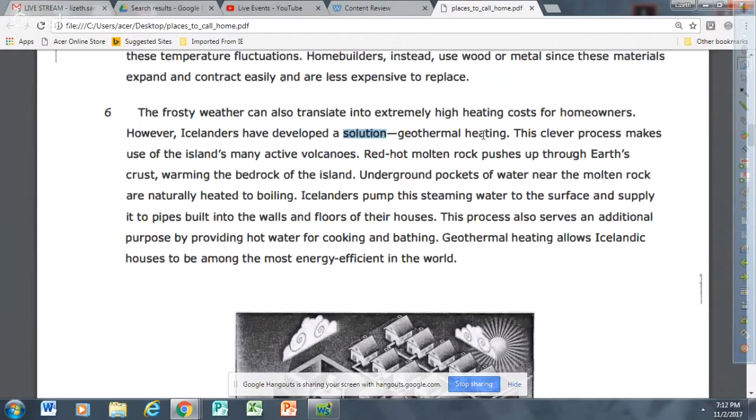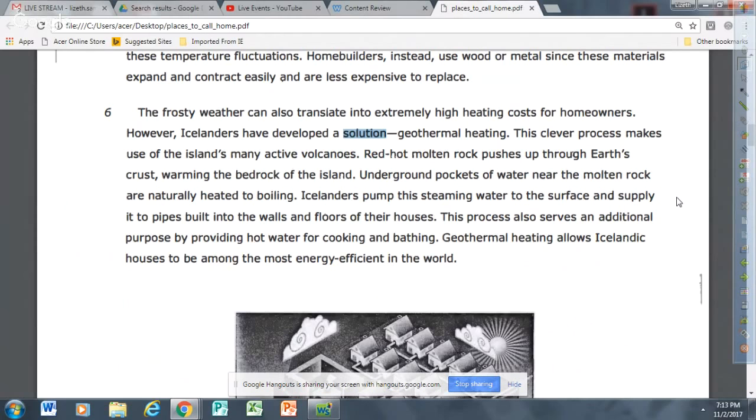Geothermal heating. So this is the heating part of that section. This clever process makes use of the island's many active volcanoes. Red-hot molten rock pushes up through the Earth's crust, warming the bedrock of the island. Underground pockets of water near the molten rock are naturally heated to boiling. So naturally, they have these volcanoes and red-hot molten rock, and they have these water pockets underground that are being heated and boiling.